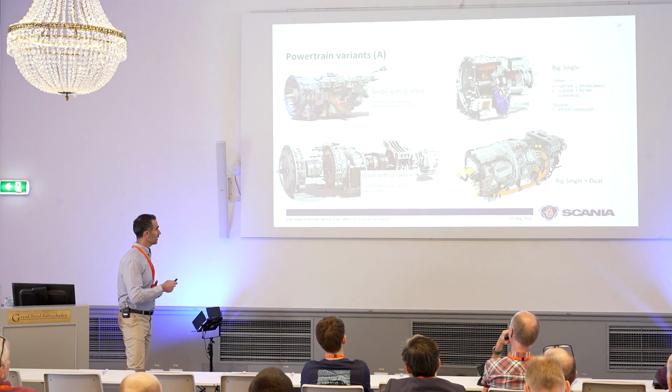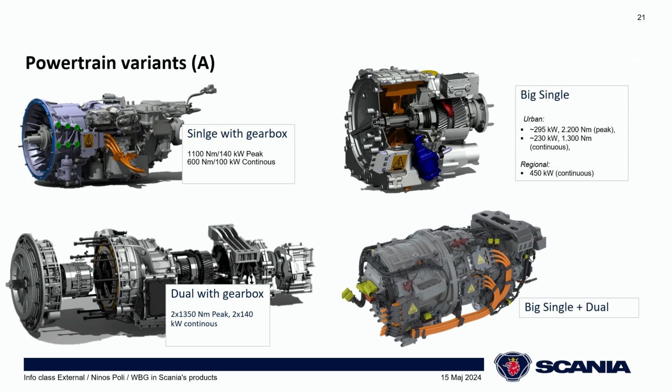So here is a couple of variants. You have the single e-machine together with the gearbox with these kind of power levels. Then you have the dual, so it's 2 separate electric machines connected with the gearbox. The big single e-machine, and then we have the biggest performance step that I call here big single plus dual.